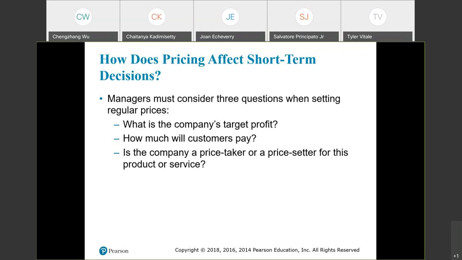In order to make decisions regarding the price of the product, managers must consider three factors. First, what is the company's target profit? Second, how much are customers willing to pay? And lastly, is the company a price taker or a price setter for this product or service? The answers to these questions are complex and ever-changing.